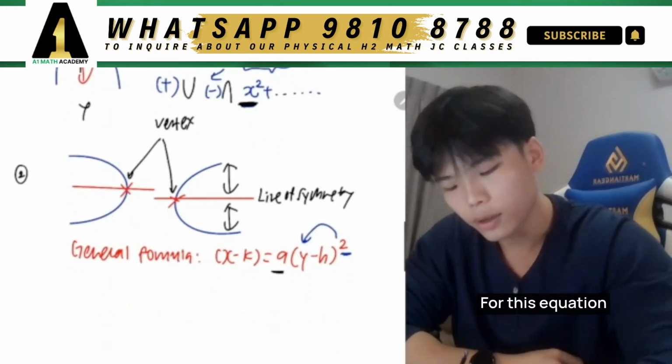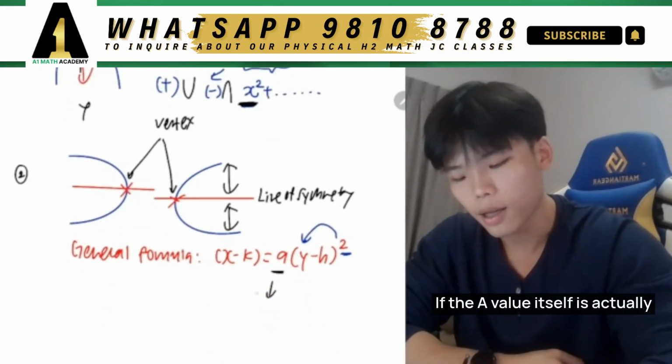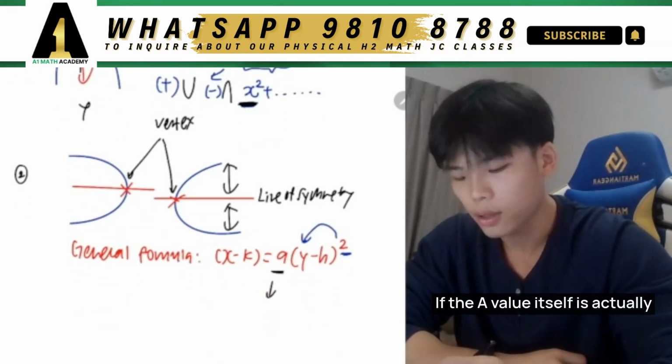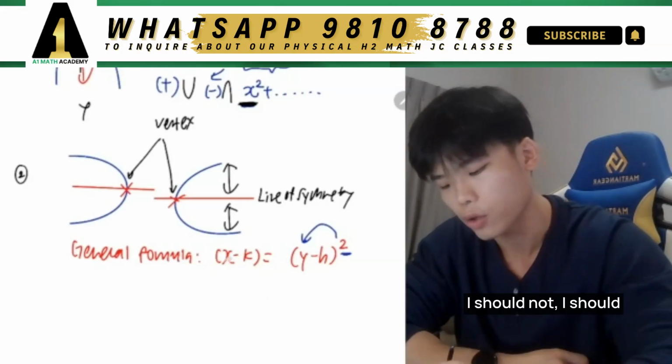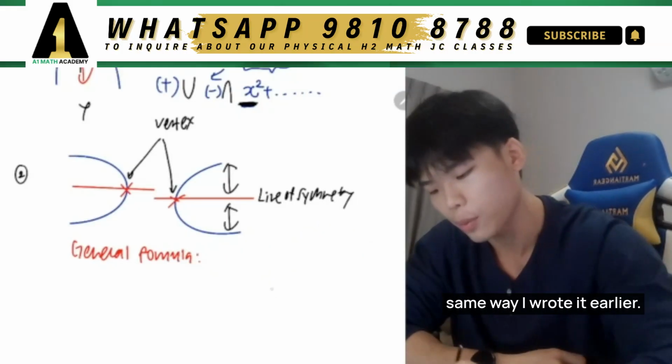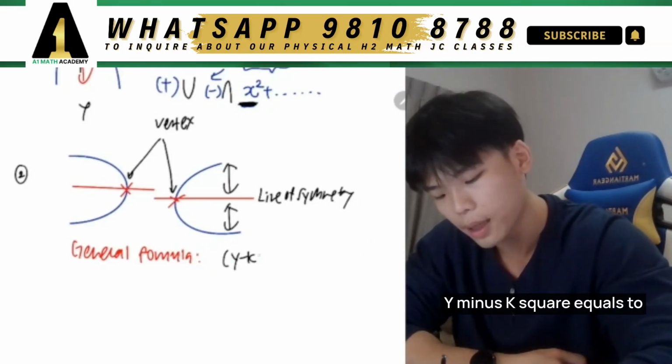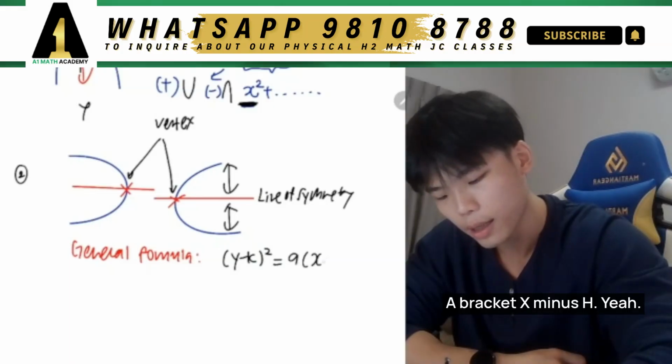Same thing here. For this equation over here, if the a value itself is actually, I should probably not write it this way. Let me just follow the same way I wrote it earlier. Okay, y minus k squared equals a bracket, x minus h.